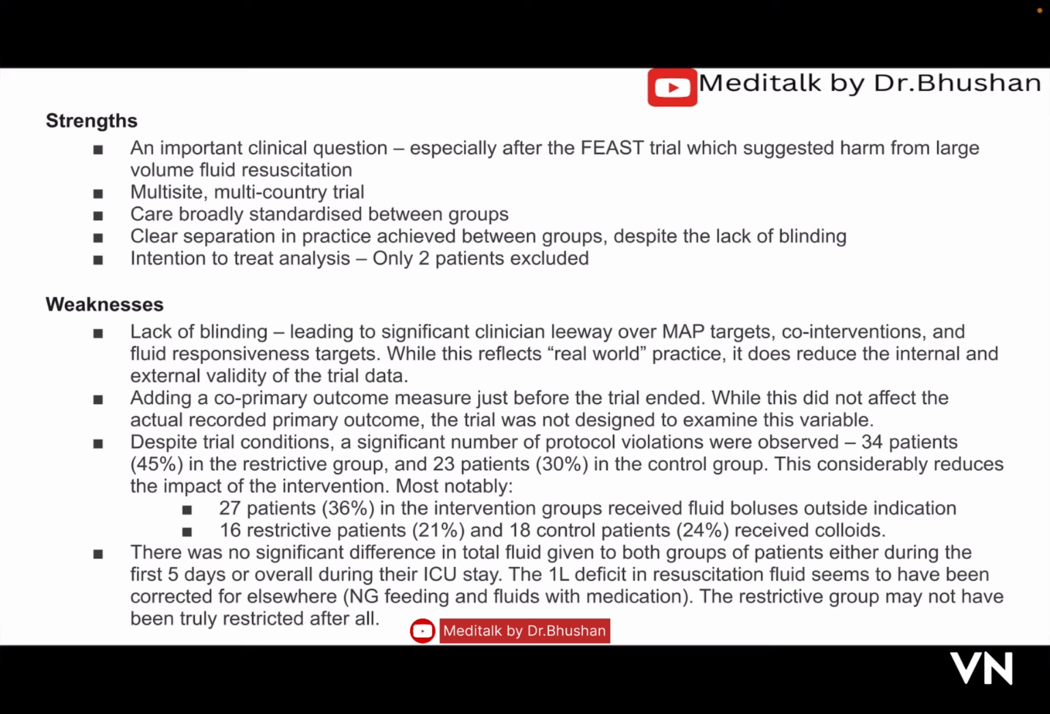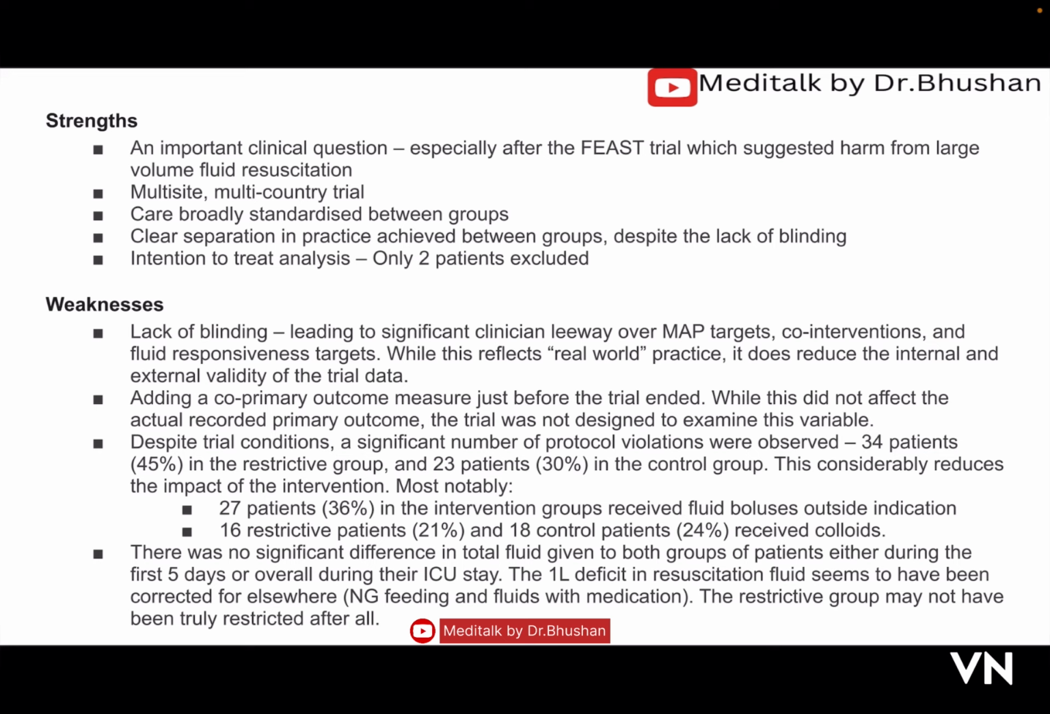34 patients in the restrictive group and 23 patients in the control group. This considerably reduced the impact of the intervention, most notably 27 patients in the intervention group received fluid boluses outside indication. 16 restrictive fluid patients and 18 control patients received colloids.